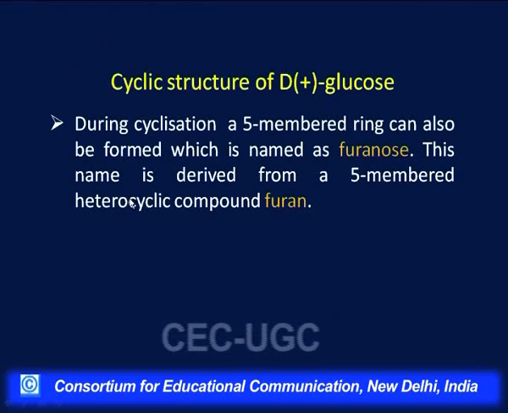Now, as I said, the 6 membered ring structure was given on the basis that most of the compounds which have a 6 membered ring structure are more stable and occur in nature, but when studies were carried out, it was found that glucose exists in a 5-membered ring structure also. And the 5-membered ring structures were named furanose on the basis of a 5-membered heterocyclic organic compound called furan. This is furan. This is a 5-membered oxygen heterocyclic compound with 4 carbon and 1 oxygen in the ring.